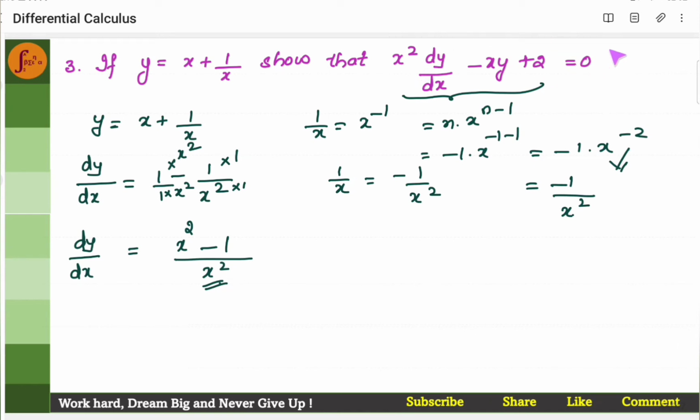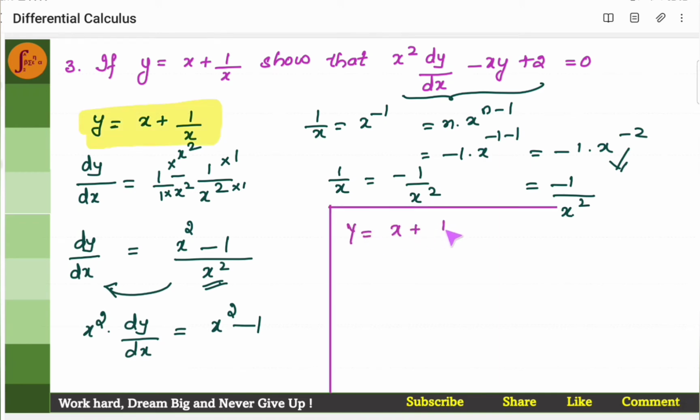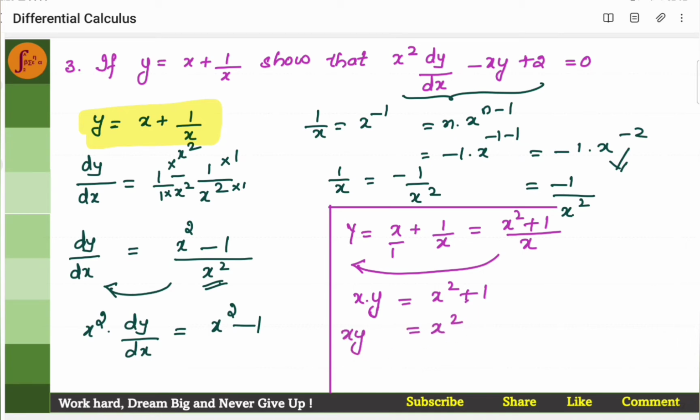Now I need to get this particular expression, so I can shift x square here. I'll get x square into dy by dx equal to x square minus 1. But I need to get xy plus 2. Let me take this function: y is equal to x plus 1 by x, which, if I take LCM, is x square plus 1 by x. Now I'll shift x this side, so x into y is equal to x square plus 1. So x square is equal to xy, and shifting 1, it becomes minus y: x square is xy minus 1.